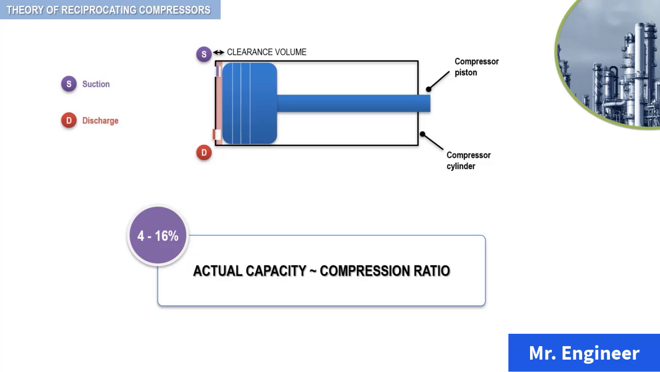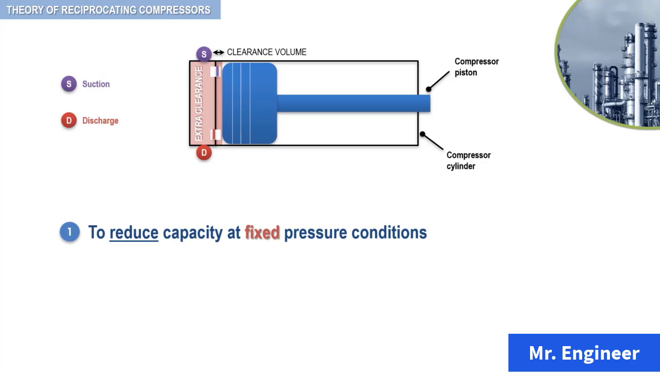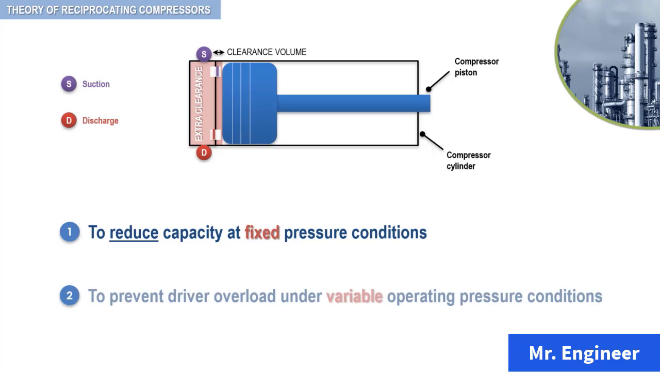Although clearance is of little importance to the operators, since compressor guarantees are made on actual delivered capacity, its effect on capacity should be understood because of the wide application of a variation in clearance for capacity control, but also for other purposes. There are actually many cases where extra clearance is added to a cylinder, as depicted here. First, to reduce capacity at fixed pressure conditions, and this will be covered in detail in a later section. And second, to prevent driver overload under variable operating pressure conditions by reducing capacity as compression ratio changes. So, if a compressor is designed for a given capacity at a given condition, the amount of normal clearance in the cylinder has no effect on power.